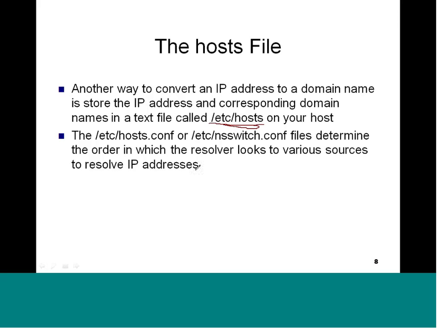There are other files that are also being used, the hosts.conf and nsswitch.conf. They determine the order in which the resolver looks at various sources to resolve the IP address. Again, as I said, the IP address and the whole directory structure is all hierarchical, and sometimes you may not have the storage space to store everything. So you have to look at these additional files to see where the information is if it goes beyond the hierarchy that is supported within your system.